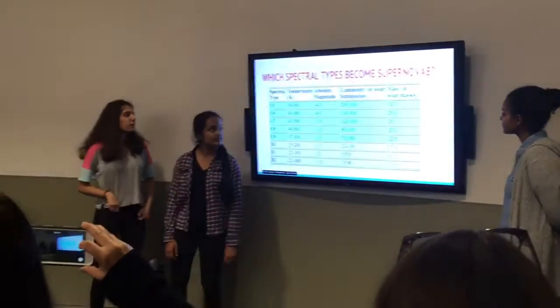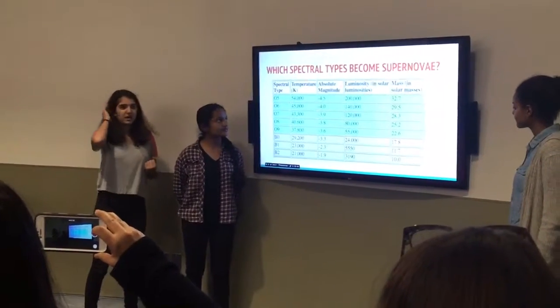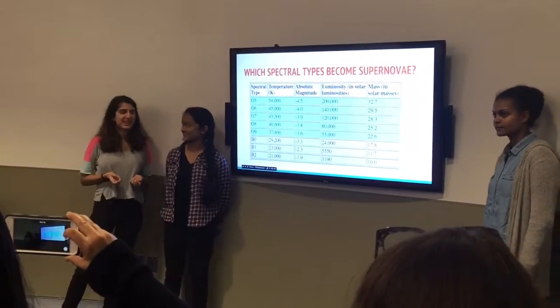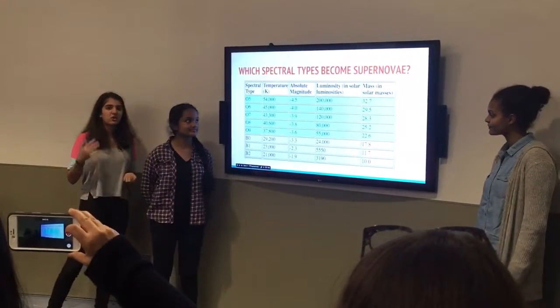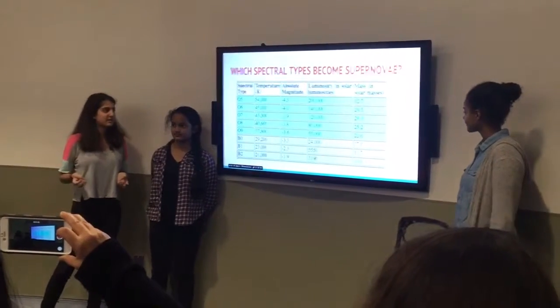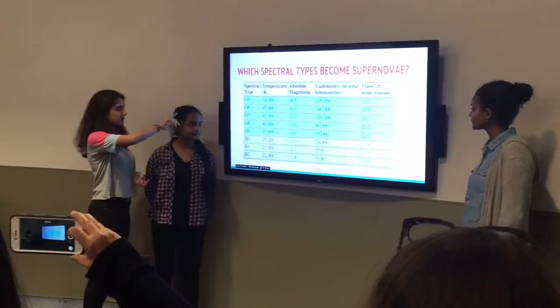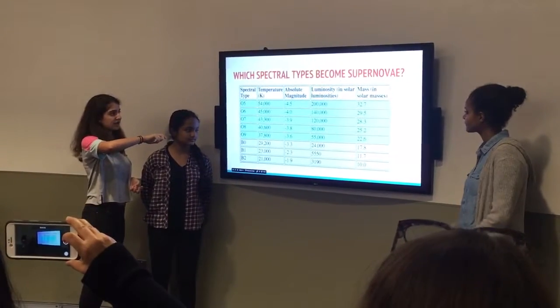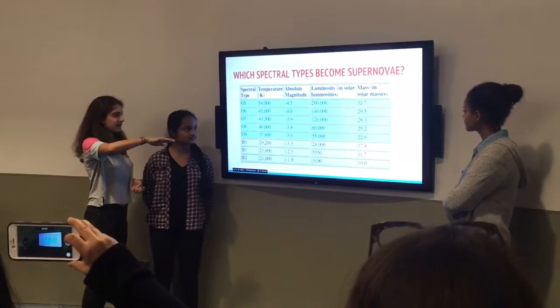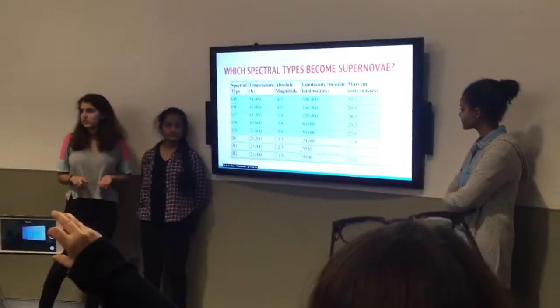Okay, so what we had to do when we first got our data set, which courtesy of Jillian, because she helped us find it, it showed us the spectral types of stars, but we didn't exactly know what those meant. So this is an example of what each spectral type means for each type of star and the information that it gives just based on the spectral type, which is what we used for most of our graphs.